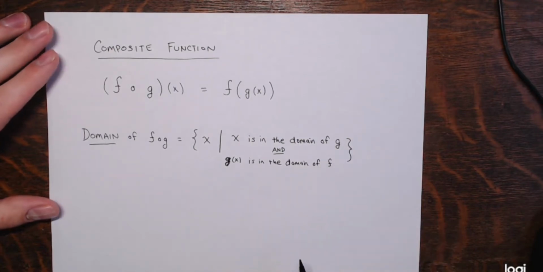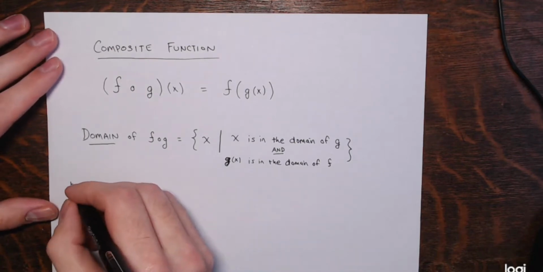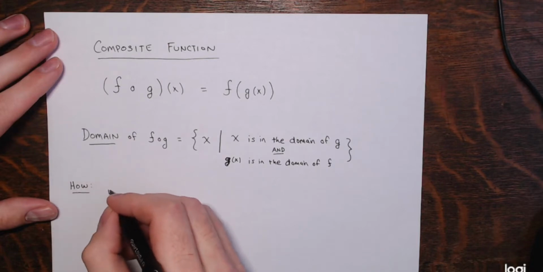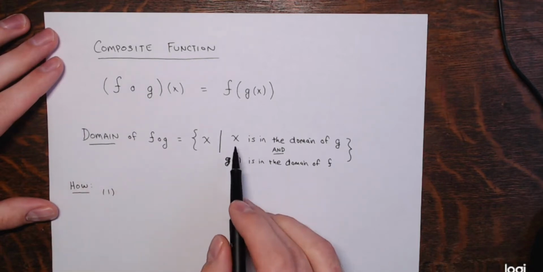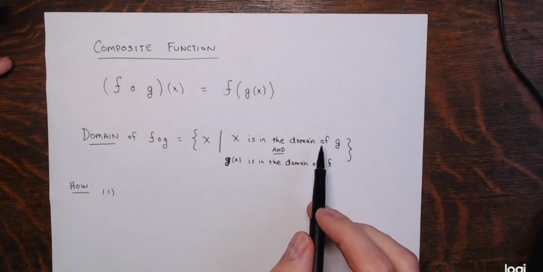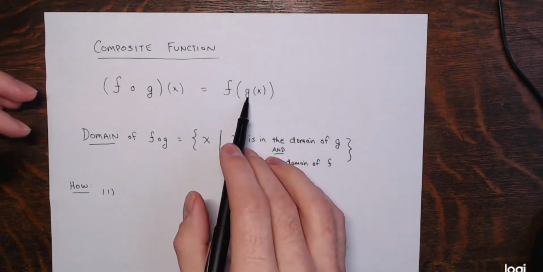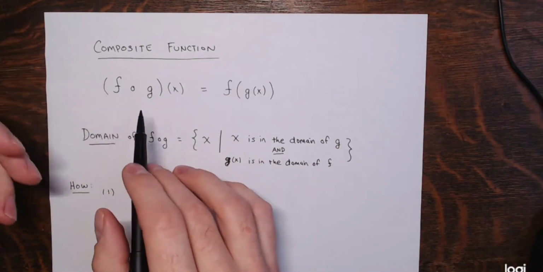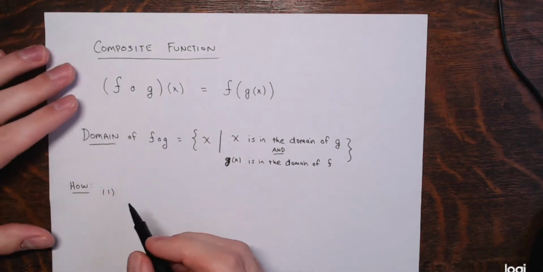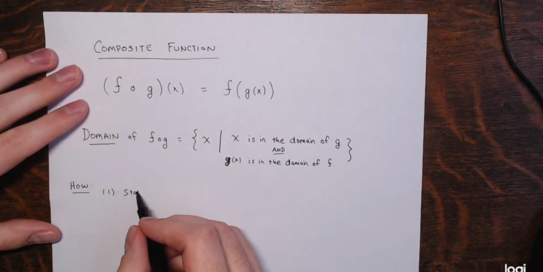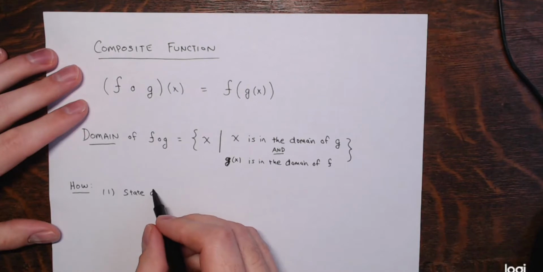Now, how we're going to do this, the steps I'm going to take. First, I'm going to state the domain of the first function we're plugging into. The first function we plug into in this case is g. If it was g composed with f, the first function would be f. So you just pay attention. But for f composed with g, first I'll state the domain of g.